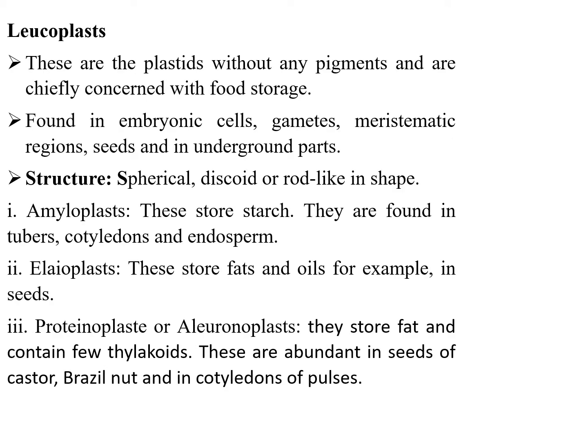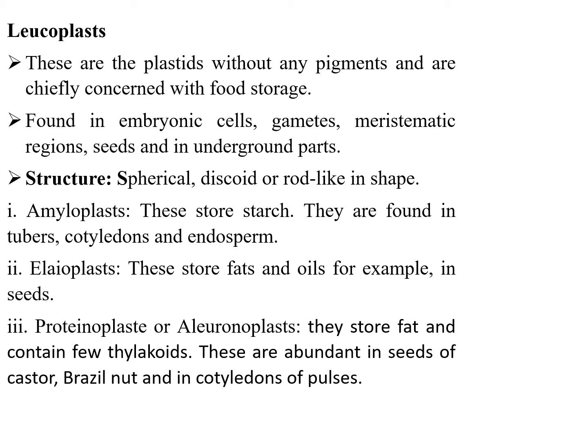Leucoplasts are plastids without any pigments and are chiefly concerned with food storage. They are found in embryonic cells, gametes, meristematic region, seeds, and in underground parts. So let's discuss its structure. They may be spherical, discoidal, or rod-like in shape.